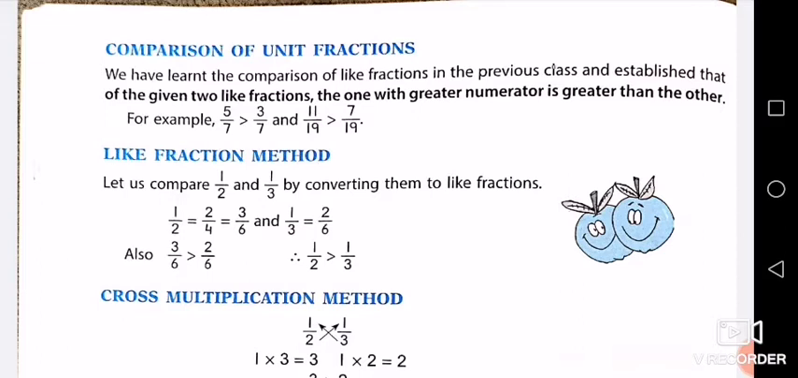So that like fraction method we can use in this also, in unit fraction also. If we have to, we can convert it into like fraction and then we can find it out. So we can opt for any one of the methods. We have two methods, like fraction method and cross multiplication method. Today I will explain both the methods. Whichever method you find suitable, that method you can use for comparing it.